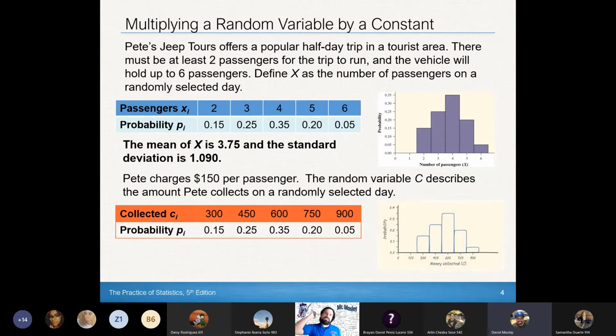We can also see that the shape remains the same, right? We can easily take this graph and overlay it on top of this one. The only thing that changes is our horizontal axis. Instead of going from 0 to 6, it goes from 0 to 900. Right? It accounts for that adjustment.